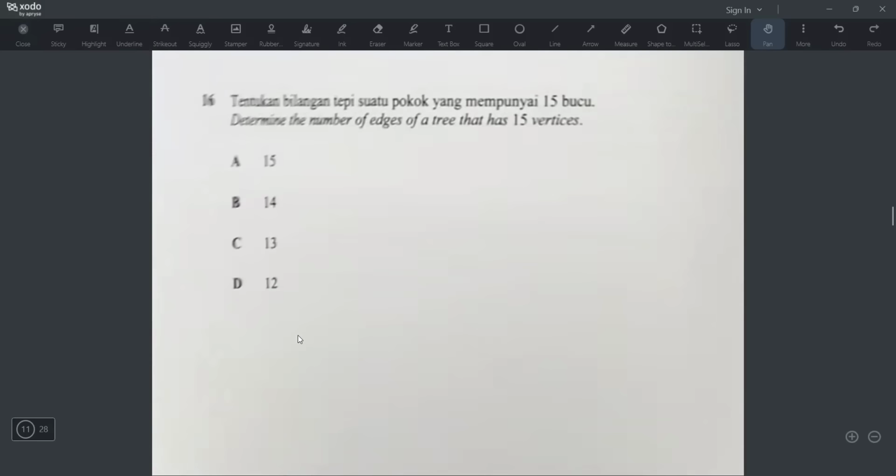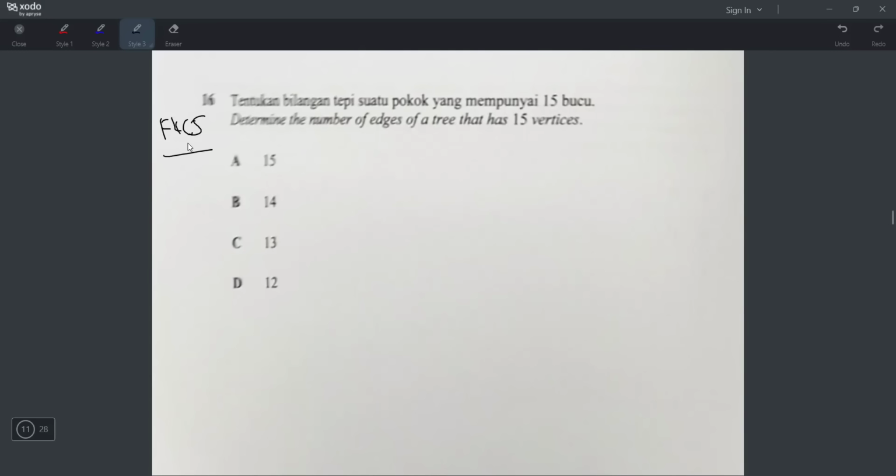That's all. Okay, 16. Determine the number of edges. Okay, this one is definitely from Form 4 Chapter 5, graph theory. Number of edges of a tree that has 15 vertices. Okay, trees, they really like to ask in exams. So you have to memorize there are 4 characteristics. And if you are my own student, you know already.